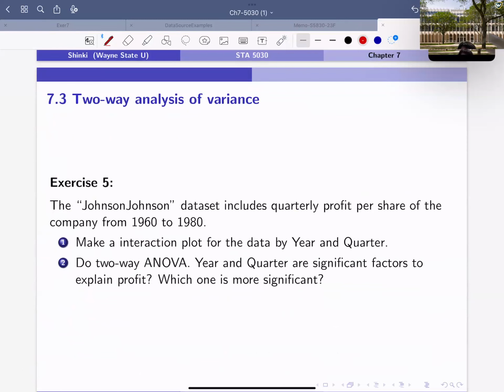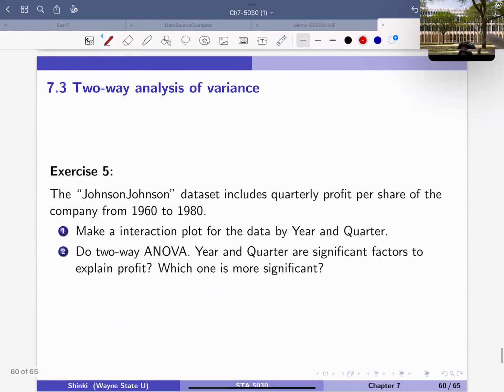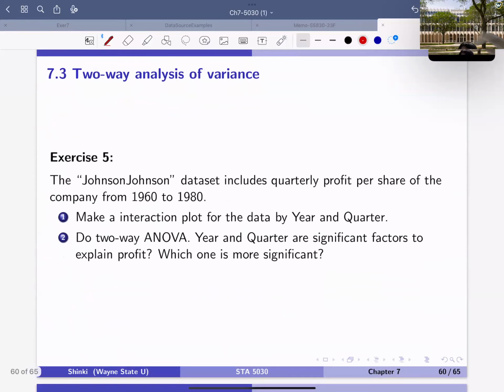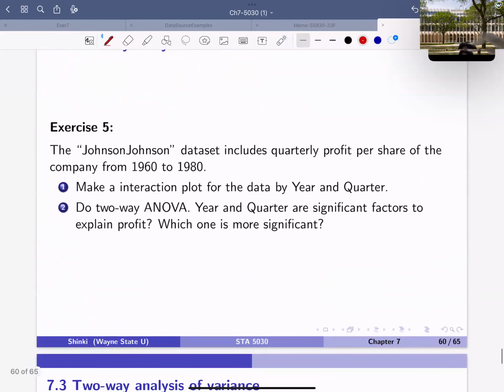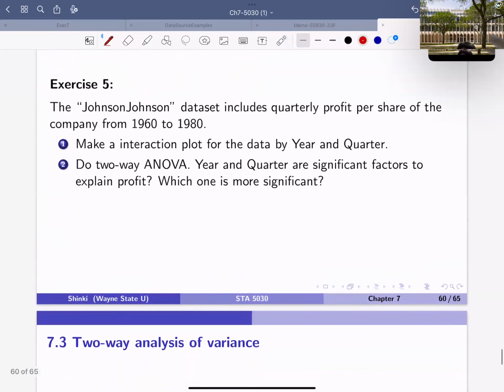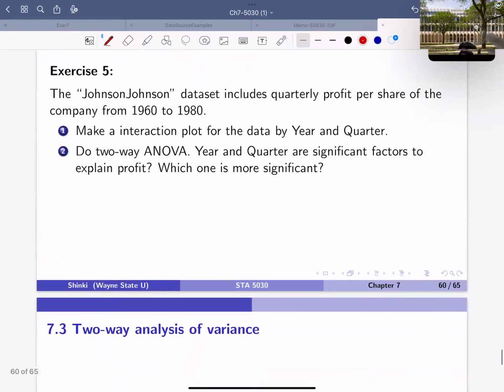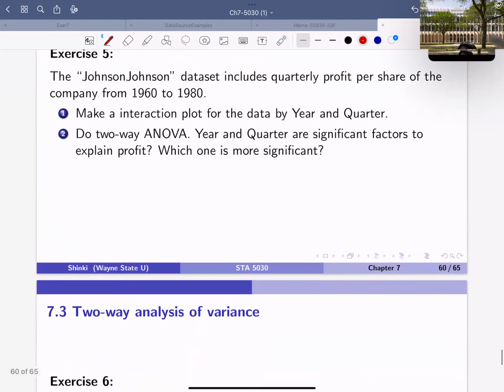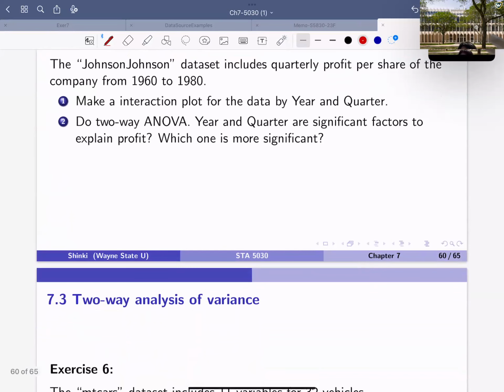Yeah, and exercise 5, the Johnson data. Johnson and Johnson's data set. This is the quarterly profit of Johnson and Johnson for 21 years. Then you can make the year and the quarter effect, and you can check the interaction by an interaction plot. Then you can do two-way ANOVA and get whether each term is significant.